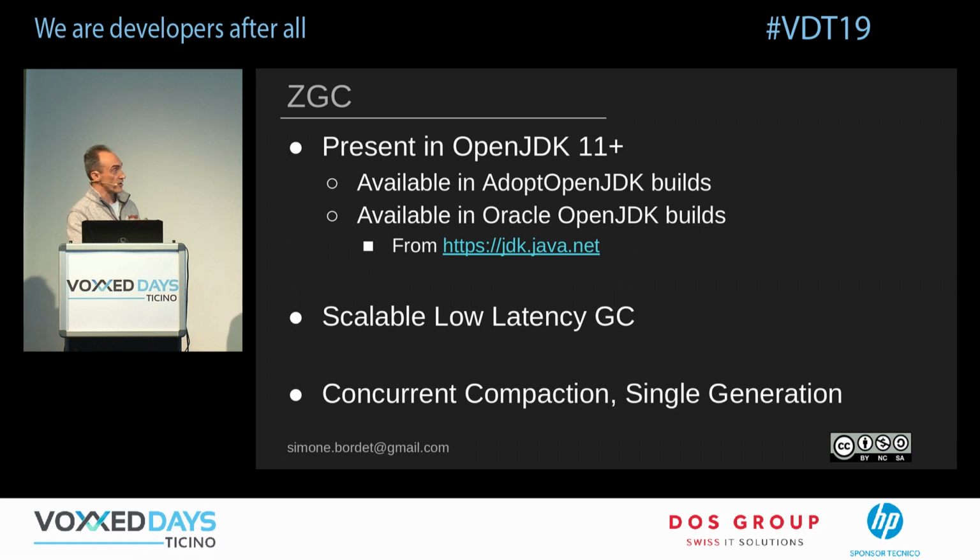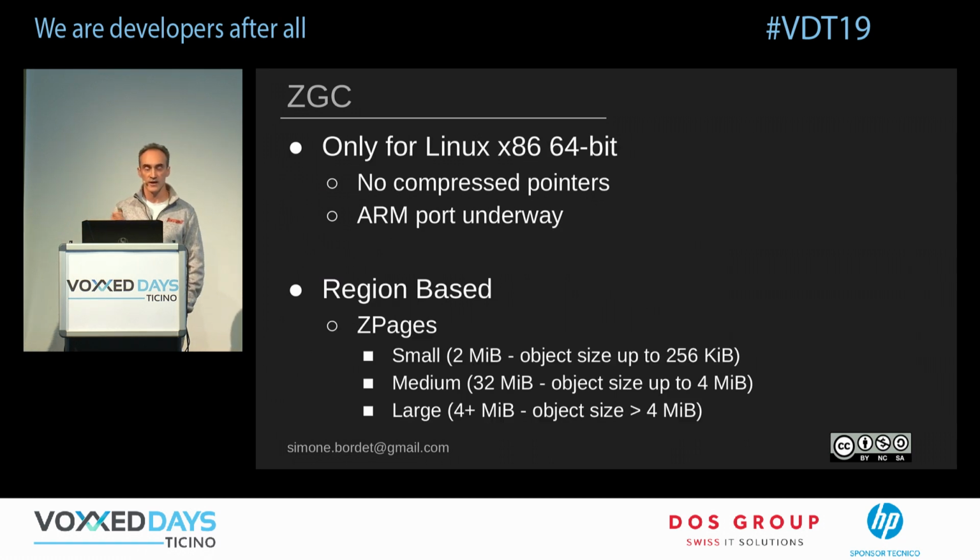It's, as I said, the concurrent compaction, single generation garbage collector. The big limitation for ZGC is that it is only available as of this time for Linux 64 bits. This means that it will not use compressed pointers, which means that it will still use 64-bit rather than 32, even if you have small heaps. There's an ARM port which is underway, but basically that's the only platform that you will be able to use ZGC on for now.